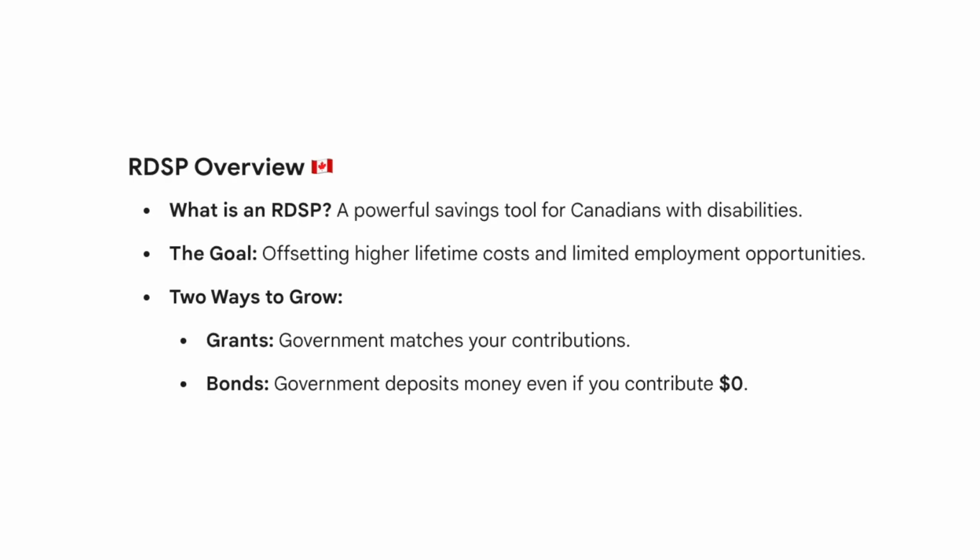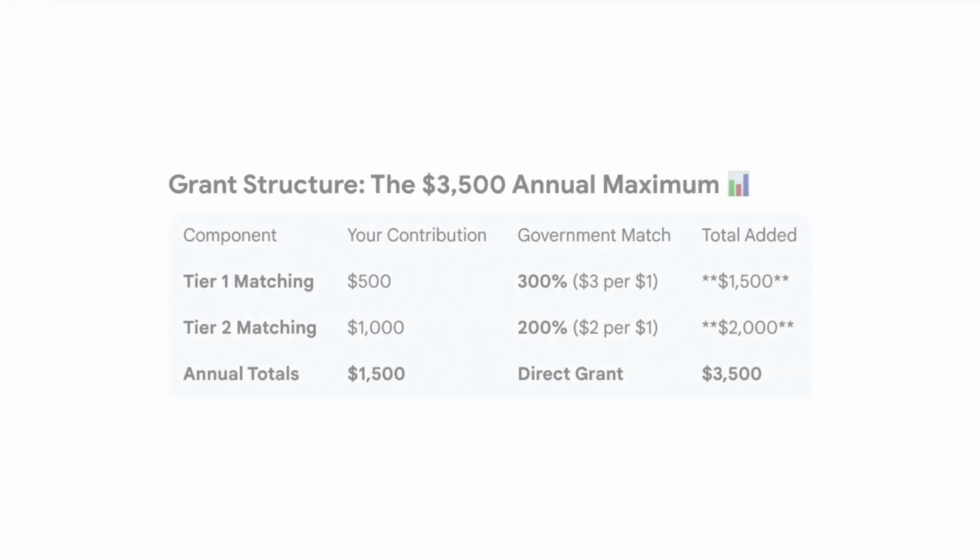There are two types of government contributions: grants and bonds. Grants are distributed based on how much you put in, while bonds are contributions the government can provide, even if you do not put in any money at all. Starting with the grants, depending on family income, the government may add up to $3 for every $1 you contribute. We'll break this down further later in the video with visual graphs to make things easier to understand.